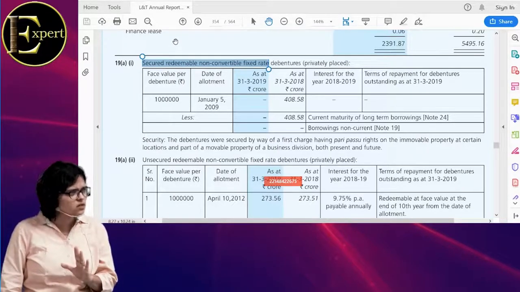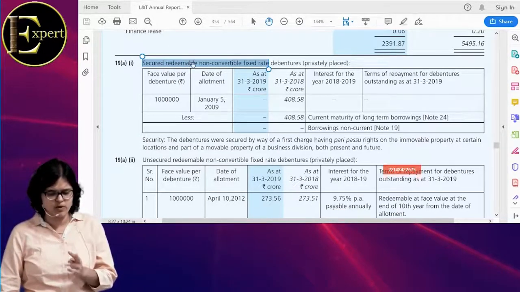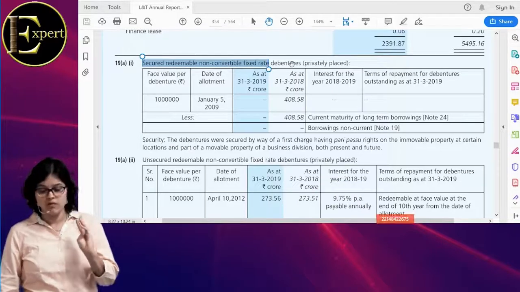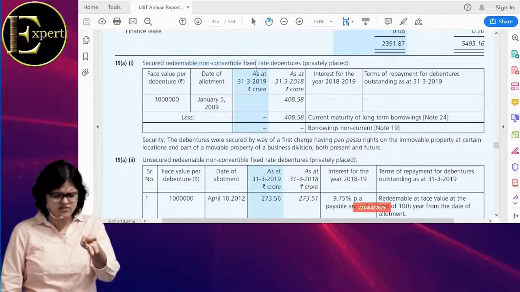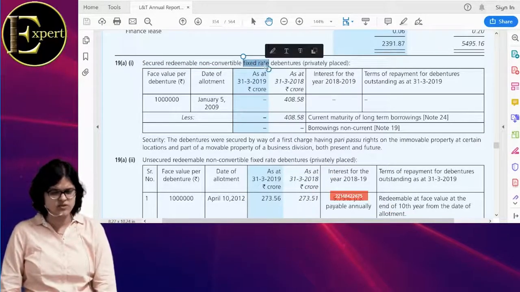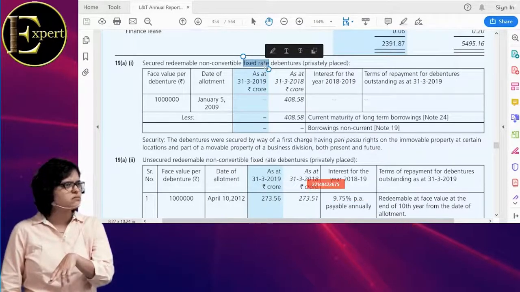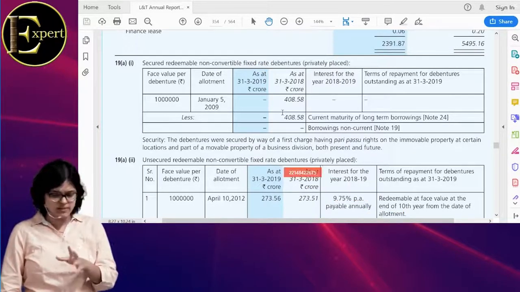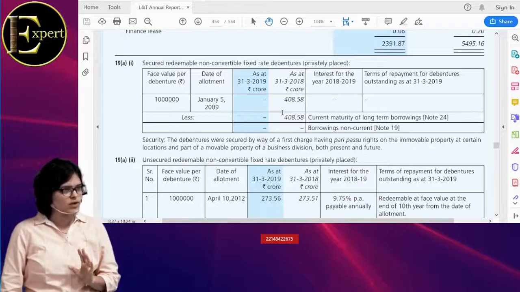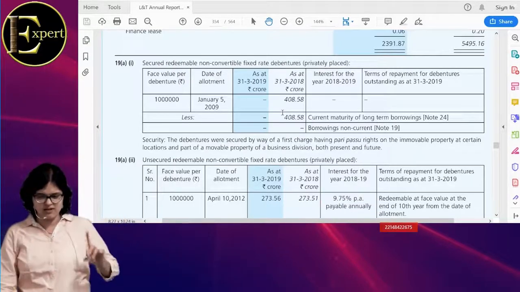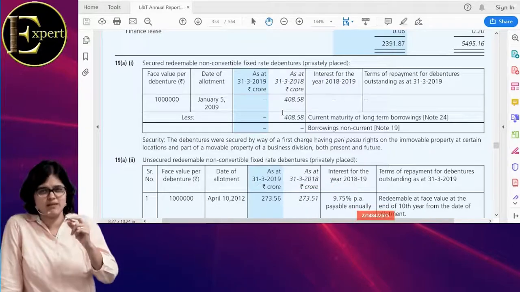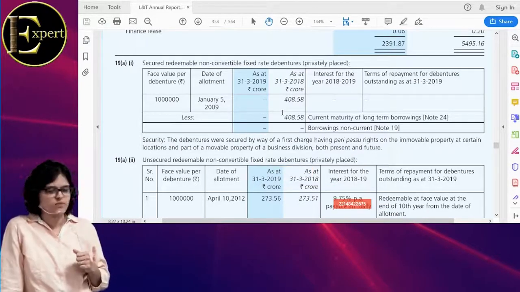Now have you understood this? So these are the various features, whether it's redeemable or not, whether it's convertible or non-convertible, whether it's fixed rate or fluctuating rate. Even this is very easily understandable. Fixed rate or a fluctuating rate debenture. Okay, so this would be a fixed rate debenture by L&T. Okay, now basic financial management or basic financial planning, basic financial decisions, let us understand.